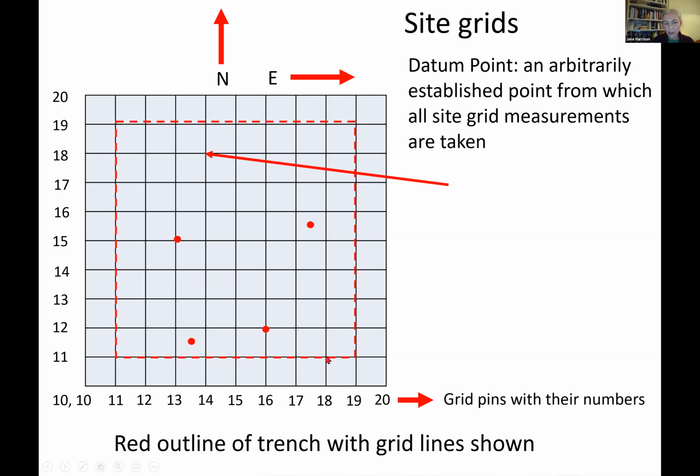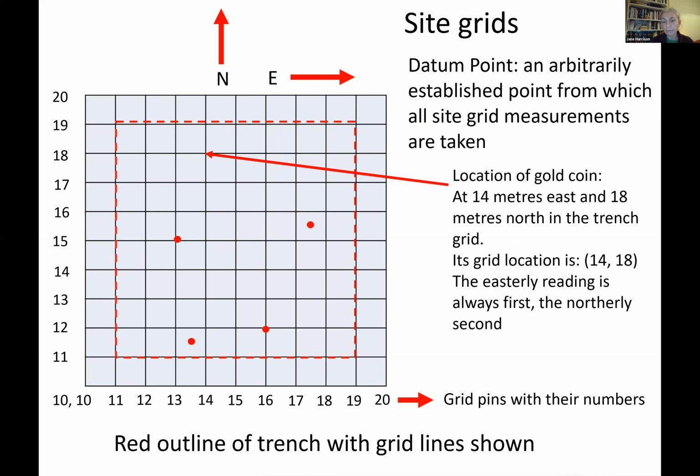And here you can see the trench, inside its grid, and it'll have a selection of little pegs along the side of the trench marking where the grid points are, and you're then able to measure where everything within the trench is. So if you've got a gold coin you find here, you can locate it because it's at 14 meters east. You always do the eastings first, just like in Ordnance Survey readings, and 18 meters north. And so immediately, you know where that is. But the point of this slide really is just to say, just remember that location is really important.